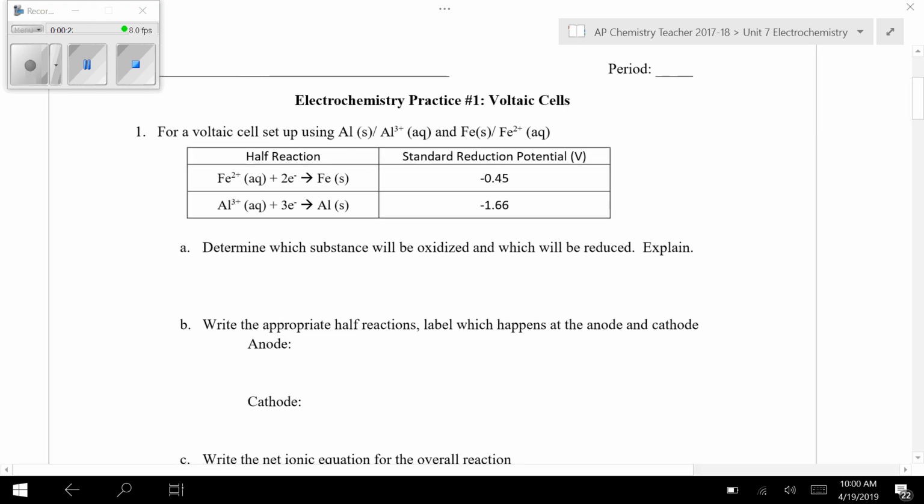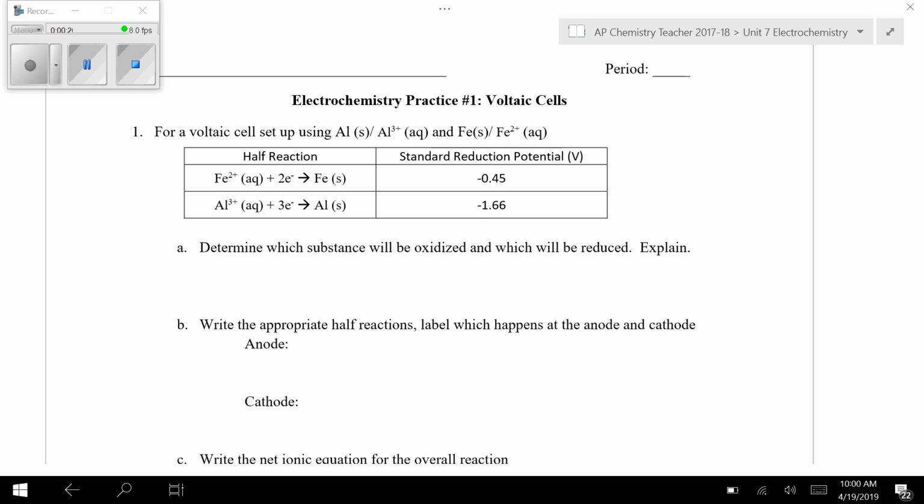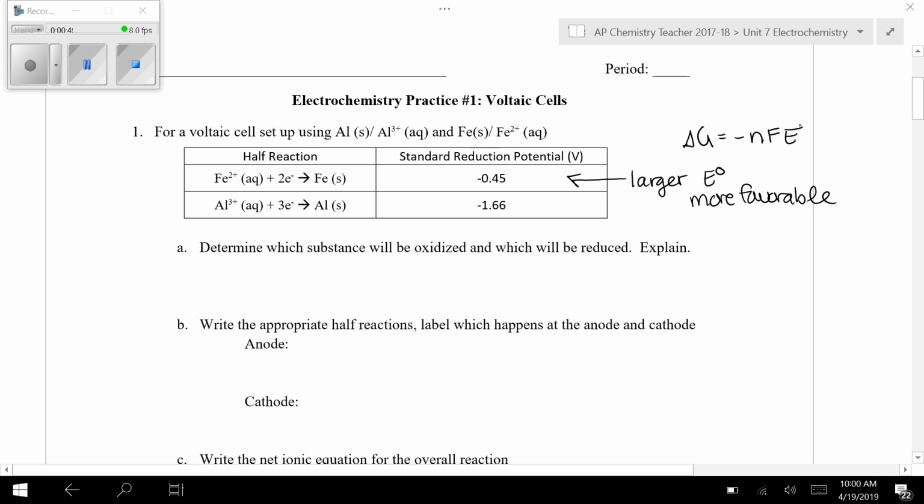We've got this first one, a voltaic cell set up using aluminum and iron, and you want to figure out who will be oxidized and who will be reduced. The general rule is the one with the larger reduction potential, the larger E value, means this reaction is going to be more favorable. So that is going to be the one that's reduced. The connection between E and favorability is this equation right here. The more positive the E, the more negative the G will be, so the more favorable that reaction is. So the one who is going to be reduced is iron, because it's got the larger reduction potential.